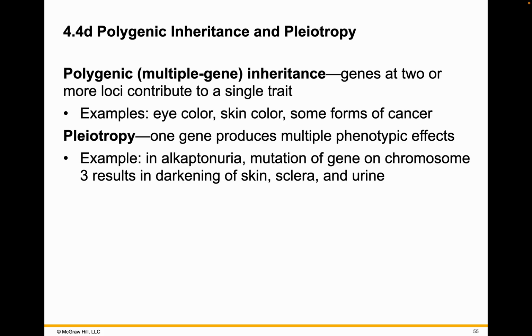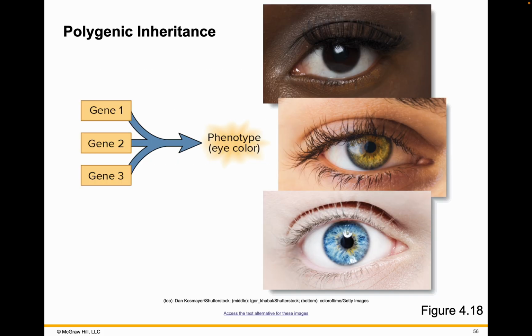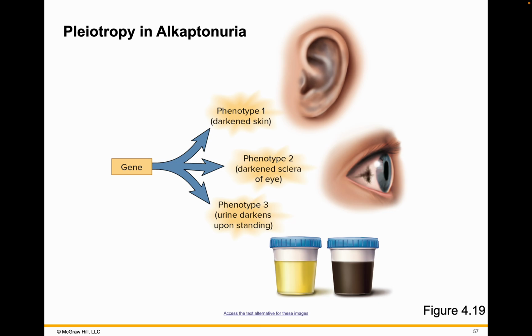Pleiotropy is when one gene produces multiple phenotypic effects. And so in alkaptonuria, you have a mutation on chromosome 3 that results in the darkening of the skin, darkening of the sclera, and urine becomes dark upon sitting. So polygenic, we have at least 3 genes that contribute to eye color.